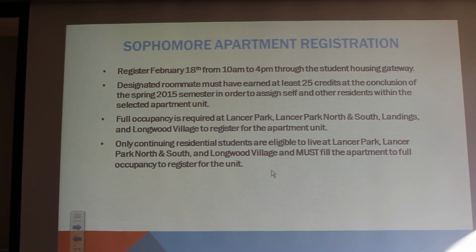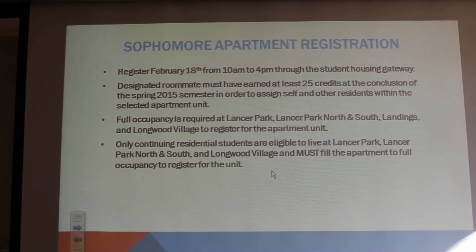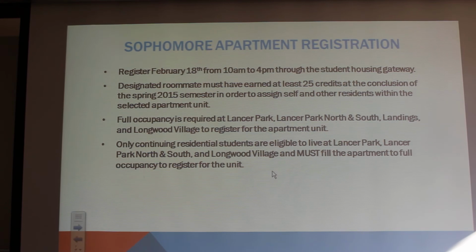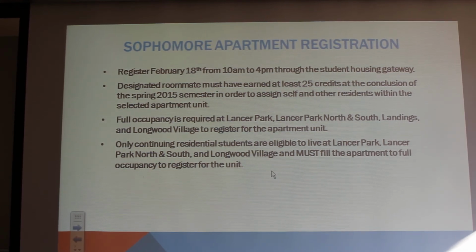The next day will be sophomore apartment registration. Students will register on February 18th from 10 a.m. to 4 p.m. through the Student Housing Gateway. The designated roommate must have earned at least 25 credits at the conclusion of the spring 2015 semester in order to assign themselves and other residents within the apartment unit.